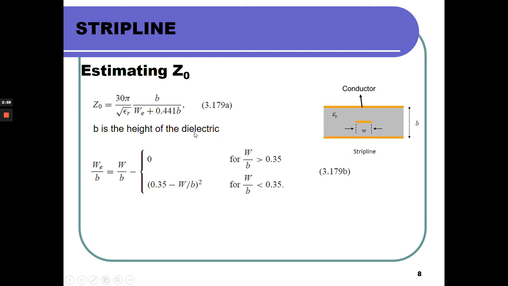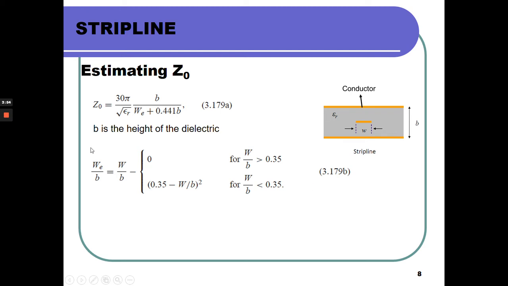But to do so we need to find WE. WE is mainly related to estimating the characteristic impedance of the line. If W is given, then from here you can estimate WE, and then from WE you can get the Z0, the characteristic impedance of the strip line. So now what is W? I already told you W is the width of the strip line. WE is the effective width of the strip line, which is used in this equation to find Z0.